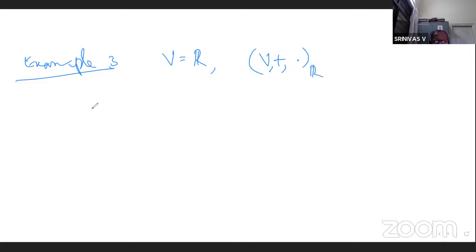On this vector space you can define the norm of any real number to be its modulus value, the absolute value function. If I define this, then you can show that this definition satisfies all the conditions of a norm. First, it is non-negative. The norm of x is mod x, and mod x is always non-negative for all real numbers x.